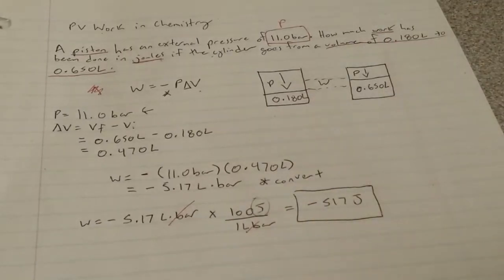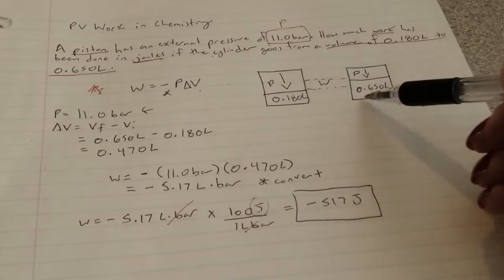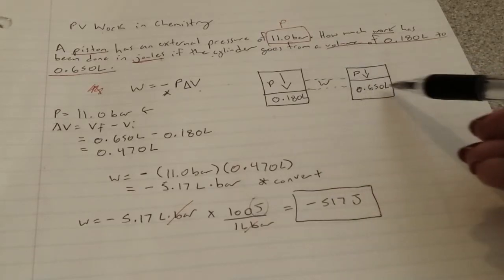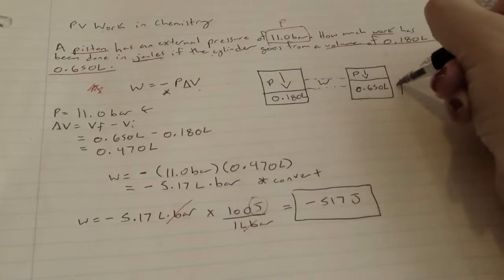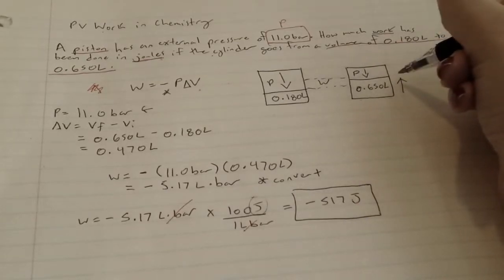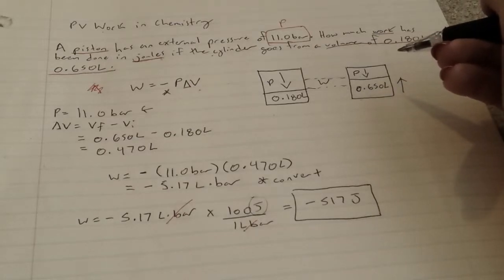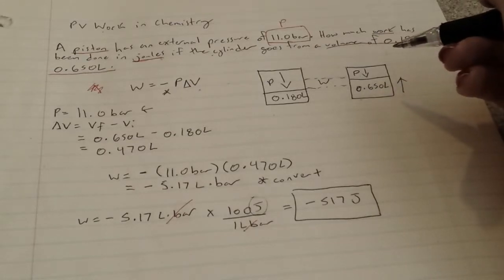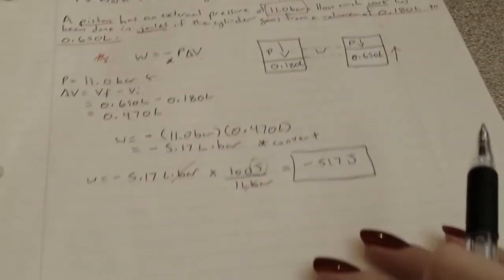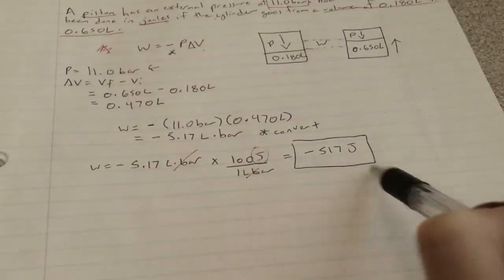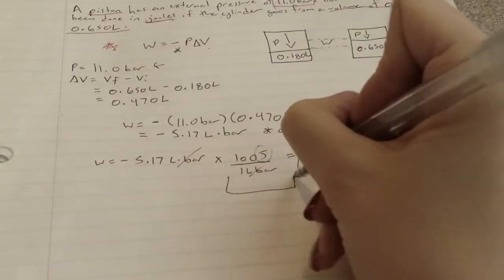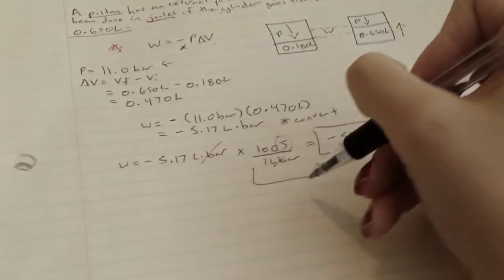You can state that as, therefore, the work done was negative 517 joules. This makes sense because the system itself is doing work and using energy to push against the constant pressure. So everything works out in terms of everything equaling together. We have the right units and everything, but I just wanted to explain why I used this in order to convert. So I didn't just make it up.